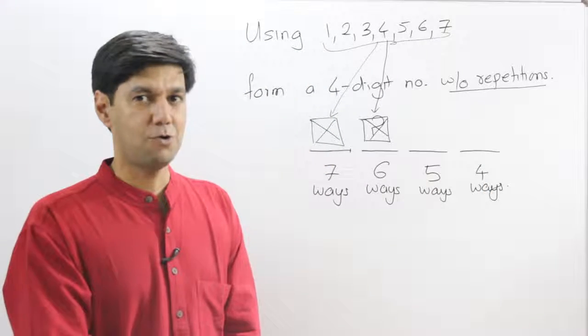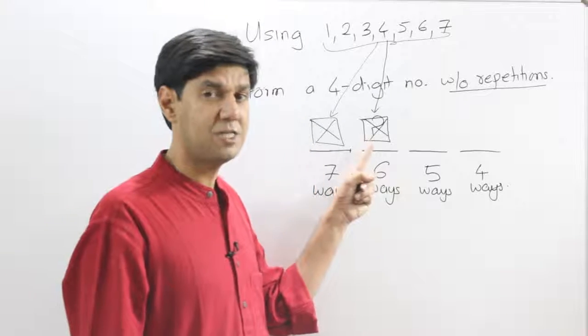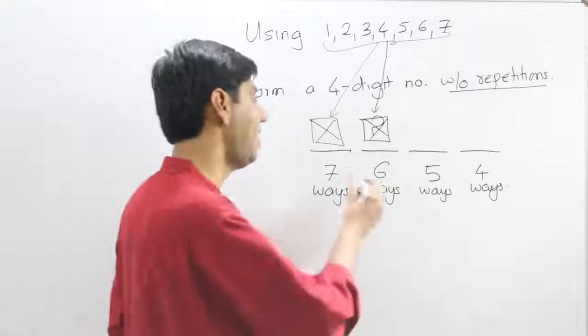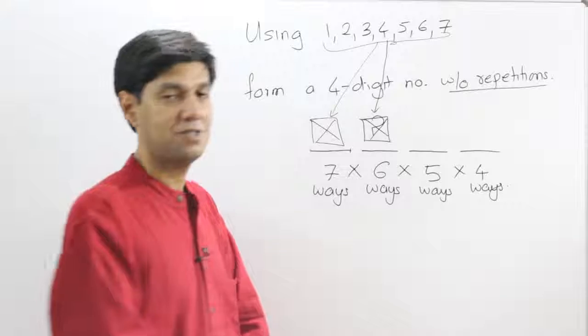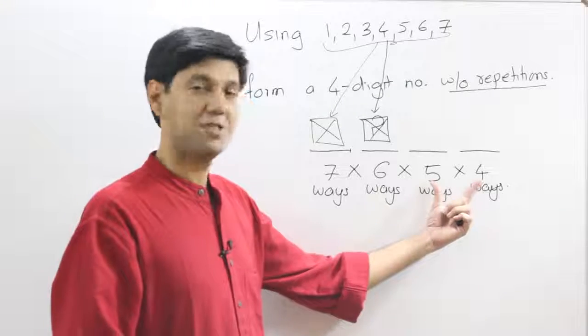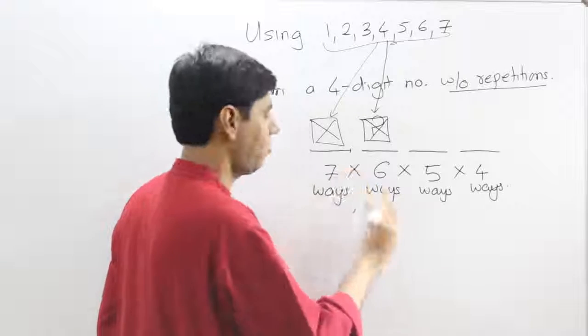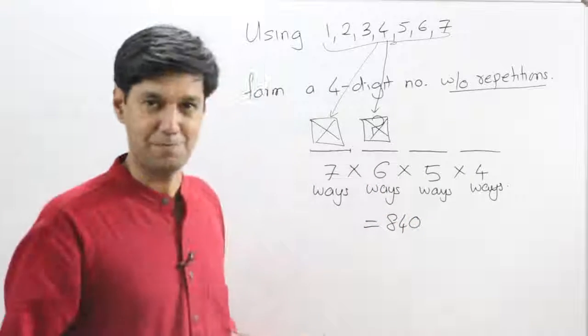What do I do to them? Do I add them or do I multiply? Let's ask, am I filling in the thousands or the hundreds position, or am I filling thousands as well as the hundreds position? As well, so that will be the product. So the answer here is 7 into 6 into 5 into 4. 5 4s are 20. 20 into 6 is 120. 120 into 7, 840 will be the answer here.